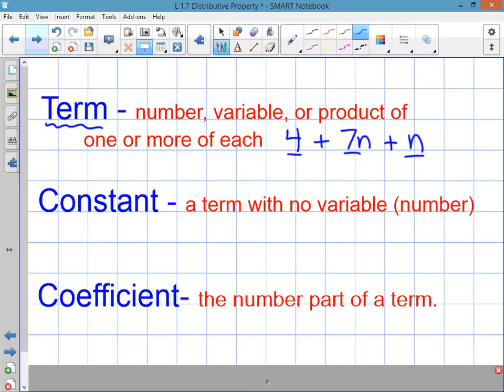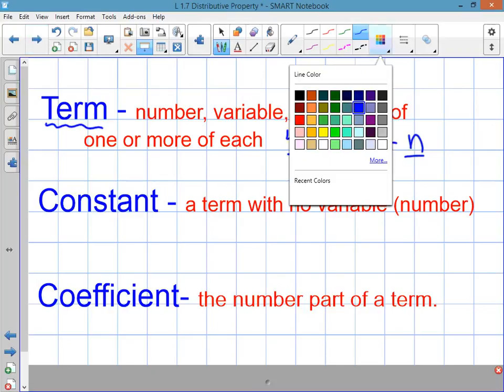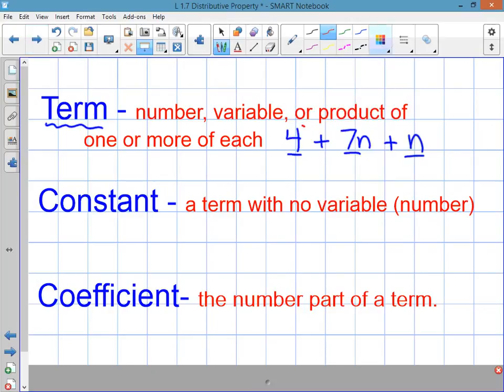The next word up here is constant, and it's just a term with no variable, or in other words, it's just a number. So in this expression, 4 is a constant. It has no variable next to it. 7n and n is not a constant. It's got a variable in it.